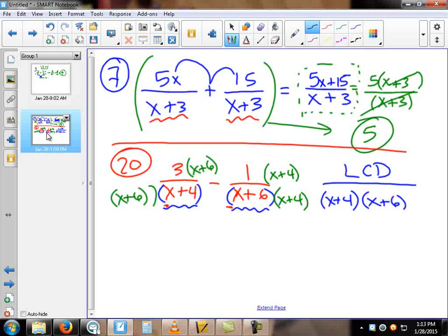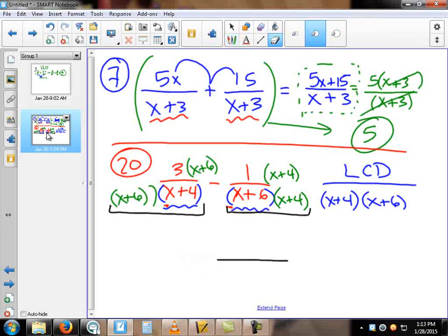Now, if you look, the denominators of both fractions are identical. They look exactly the same. So what I'm going to do, I'm going to write out my two fractions again, with the minus sign between them. 3 times x is 3x. 3 times 6 is plus 18.